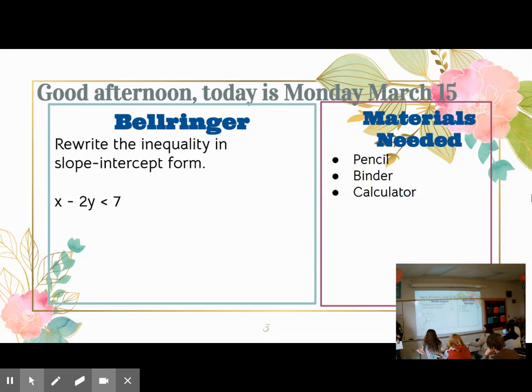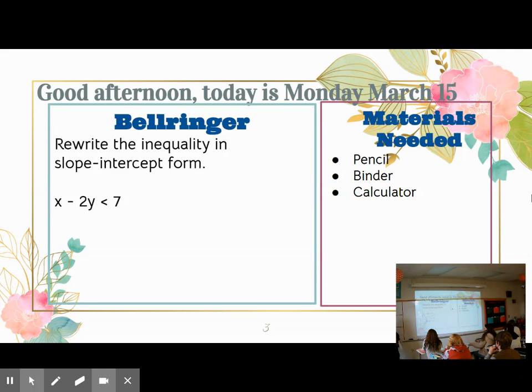Oh, okay, so that would be what you do if you're checking to see if something's a solution. You plug in a point. Slope intercept form is y equals mx plus b. Maureen? Are we supposed to change the sign before we divide everything, or after? After you divide by negative.